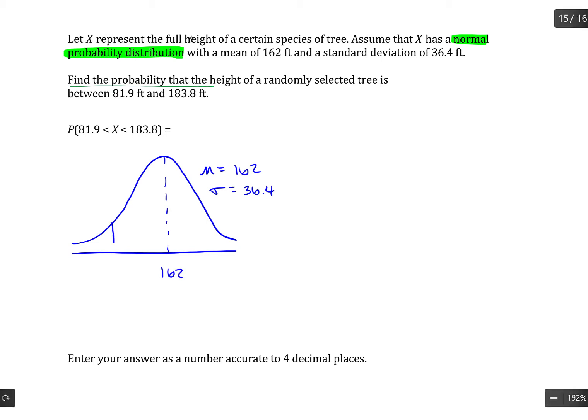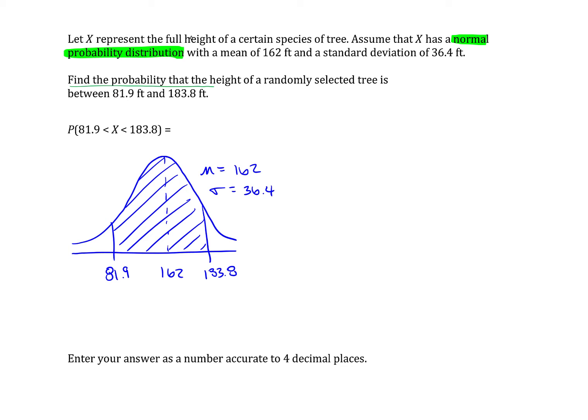What we're looking for here is the probability that a tree chosen at random is between 81.9 and 183.8. Now, if we want between those values, we're looking for this area under the normal distribution curve.